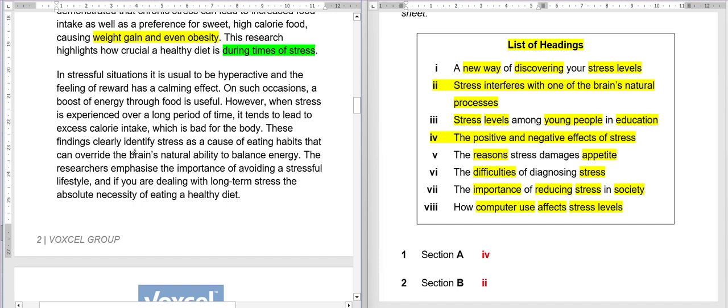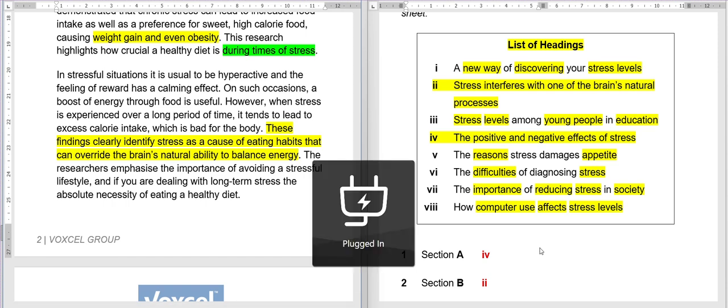These findings clearly identify stress as a cause of eating habits that can override the brain's natural ability to balance energy. So the stress is clearly interfering with the brain's natural ability to balance energy. The researchers emphasize. Okay, let me switch on the battery. Just give me 1 second. Okay, thank you for waiting.